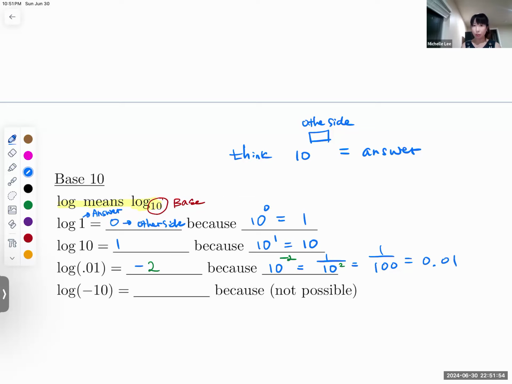This is impossible, the last one, because we cannot think of 10 to some power that makes -10. Which one is that, right? Impossible, right?